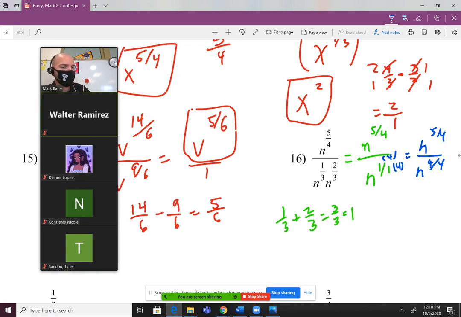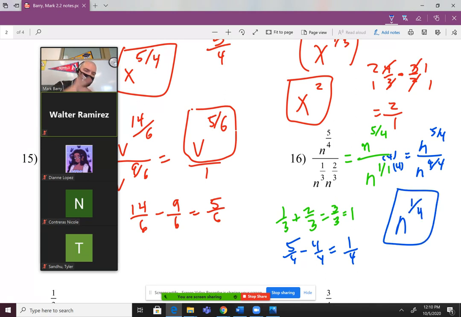Who wins the battle? I'd say the top wins. How much did they win by? We got 5 over 4 minus 4 over 4. Well, not 1, 1 over 4. Okay, I know what you're thinking. The 5 minus 4 is 1, right? But it is over 4. So 1/4.